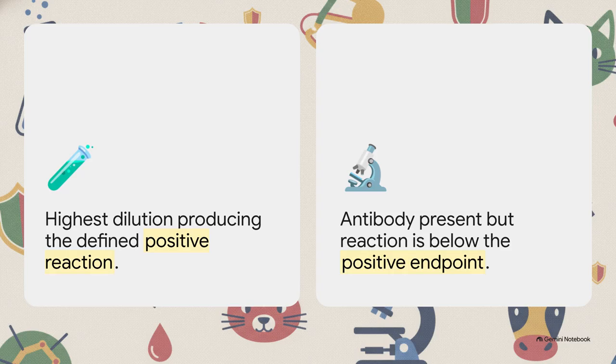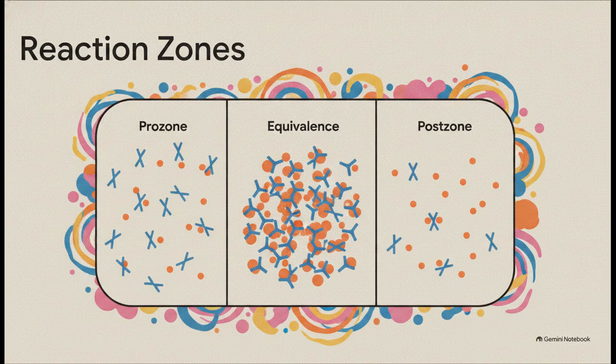Think back to that plus-minus result we saw at the 1:32 dilution. That is your sub-agglutinating dilution. It's not completely negative, sure, but it just doesn't cross the threshold to be called positive. But here's the catch. Antibody concentration isn't the only player here. The proportion of antigen to antibody is absolutely critical.